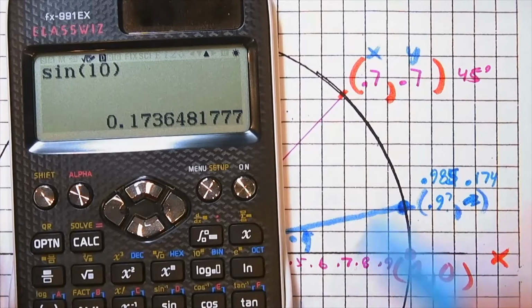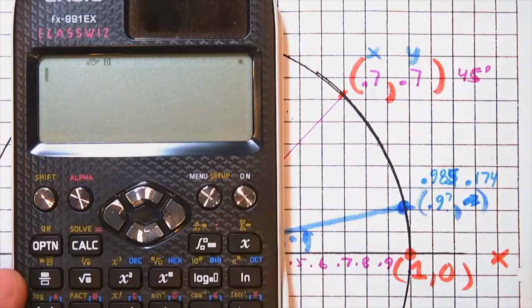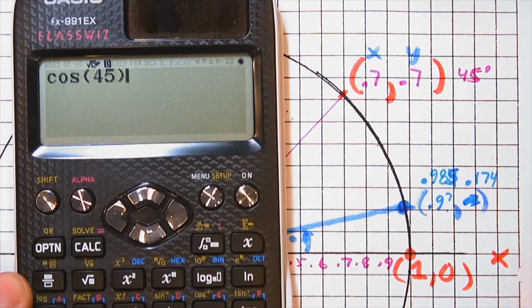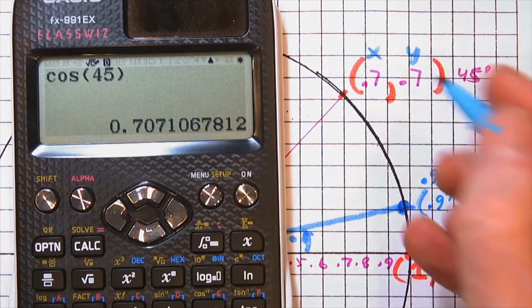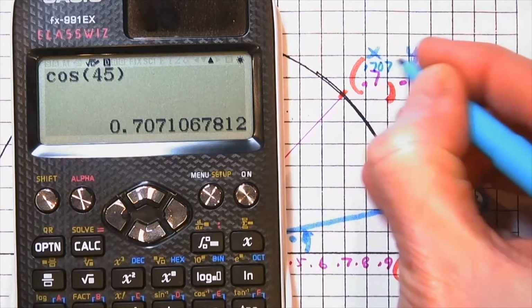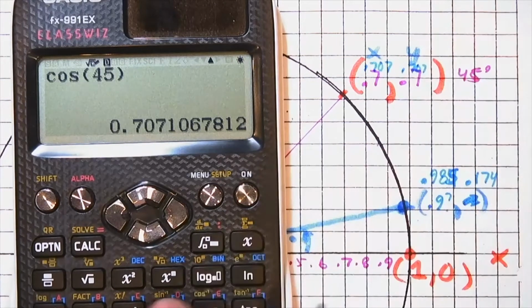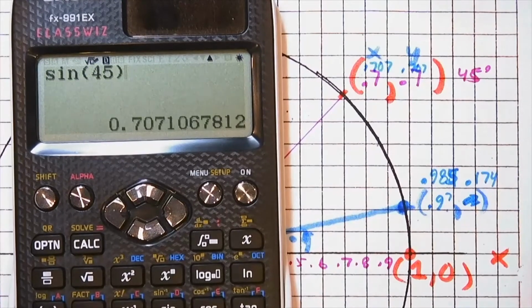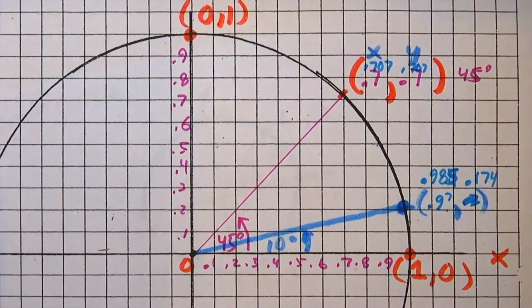In fact, let's go back and try this angle. Cosine 45. I'll close it up. Remember I was guessing 0.7? To be more exact, it's 0.707, and they're actually both the same. If I do sine of 45, it's also 0.707. Okay, now let me do another one here. Let's do one more.